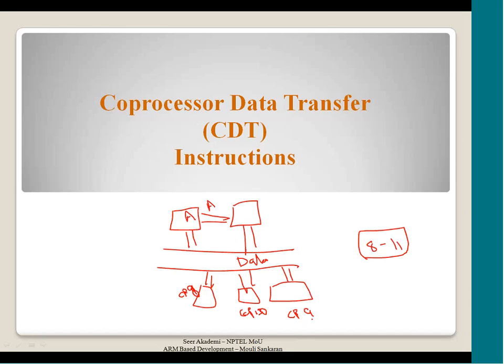Now let us think. Memory is here, and ARM is accessing the instruction from the memory. Memory has both data and instruction. Now I told you that ARM is generating the address for accessing the instruction as well as data. Now what will the coprocessor do? It has its own registers, no problem, and it is getting the instructions from the ARM core, that is also no problem.